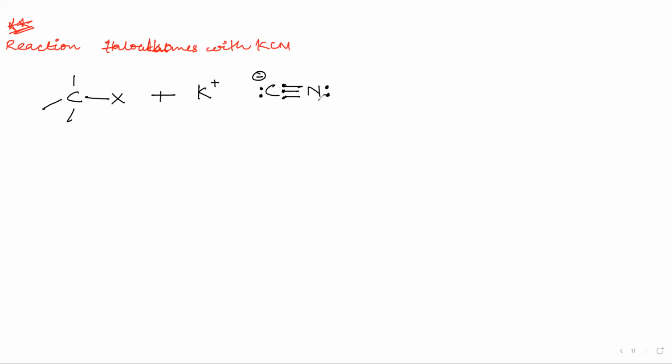Okay, so CN negative. Now here we have a problem. The nitrogen is also having a lone pair, and this carbon is also having a lone pair. Also remember that a lone pair is a lone pair. The negative charge that we are giving is a formal charge. Formal charge means it is just a formality. Now what do you think? Carbon will attack or nitrogen will attack? Both are having lone pairs.